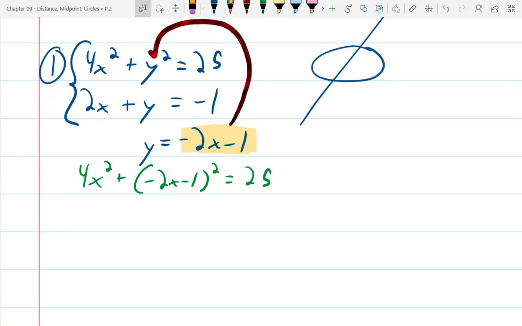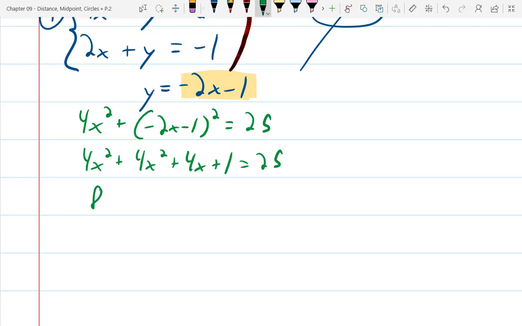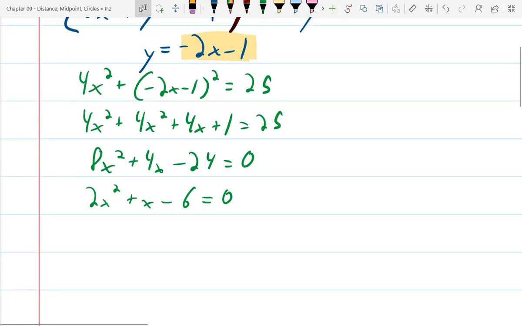So the only way that we really have to solve that is to multiply it all out and add like terms. 4x squared plus 4x squared plus 4x plus 1 equals 25. Add like terms, 8x squared plus 4x minus 24 is equal to 0. Divide both sides by 4. Good, Simba. 2x squared plus x minus 6 is equal to 0. Let's operate under the hypothesis that we can factor that, because that's going to be easier than completing the square or quadratic formula. Be aware that you may have to use completing the square or quadratic formula, but this one actually does factor.